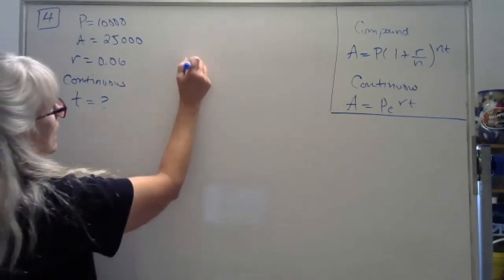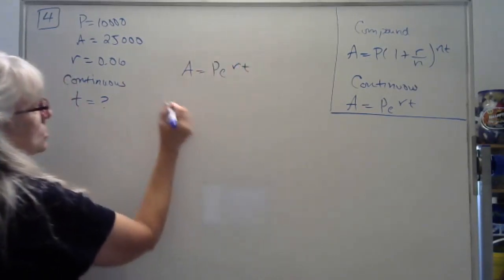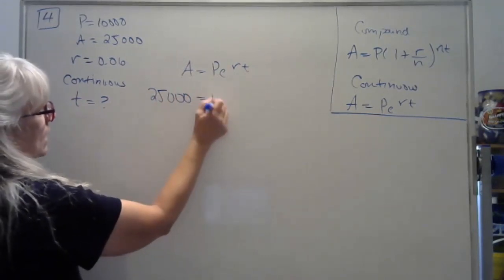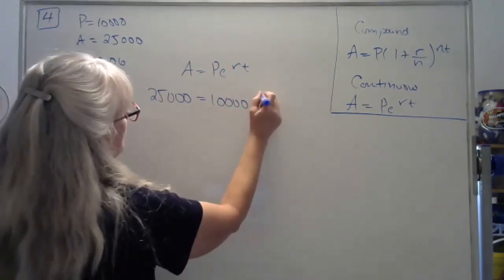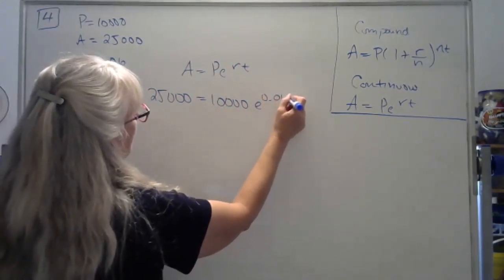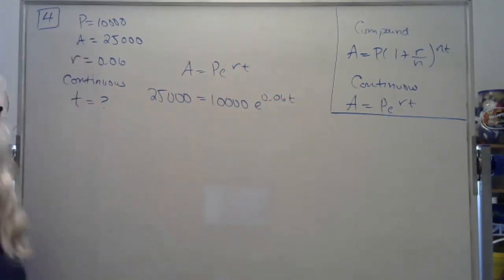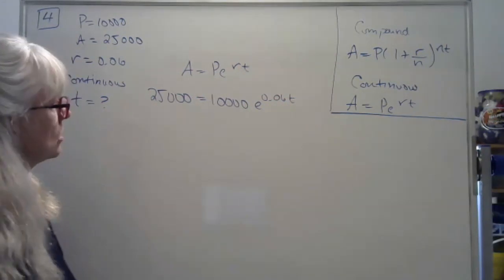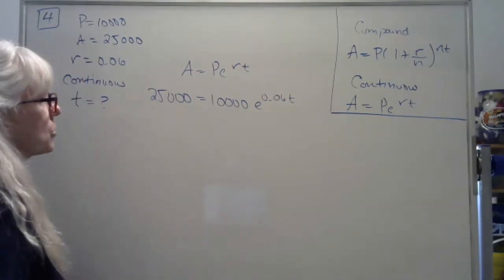So our formula is A equals PE to the RT because it says continuous. A is the 25,000. P is the 10,000. E to the 0.06, and then times T. So there's the variable sitting over there. And now we're right back to where we were yesterday in terms of solving an exponential equation. So it's why I like it. Okay, let's walk through what we got to do.